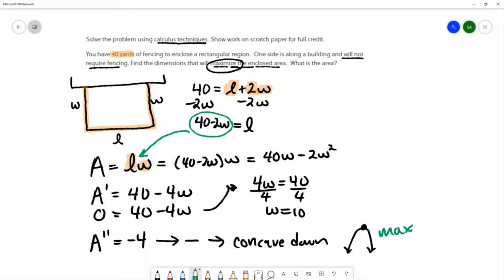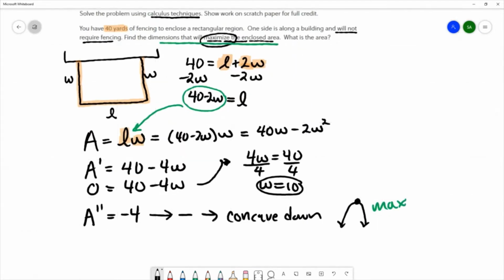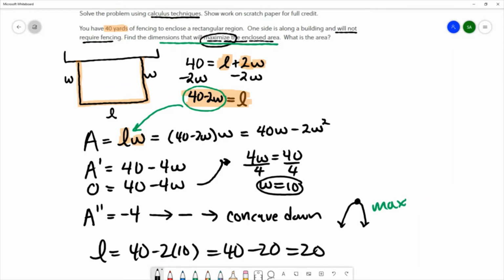So we want to know the dimensions that will maximize the enclosed area. So we have found that w equals 10. We can use this equation here to find the other dimension of length. Length is 40 minus 2 times 10. That's 40 minus 20, which is 20. So the dimensions of our rectangle will be 10 yards by 20 yards.